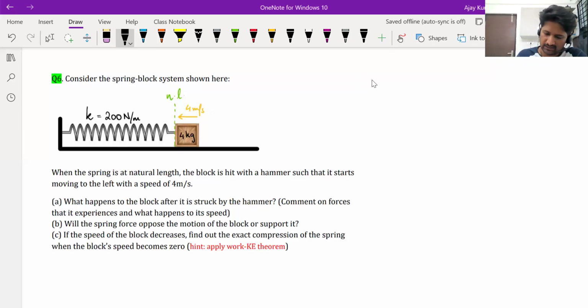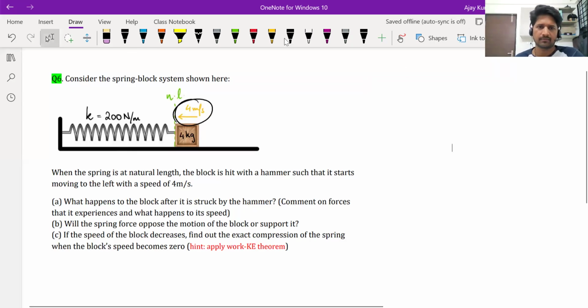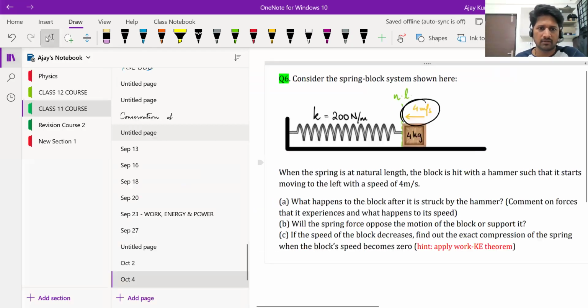Okay, it has some momentum, right? Due to this velocity, it has some momentum in the leftward direction. The force exerted by the spring will decrease that momentum first. That 4 meter per second will become 3.5, 3, 2.5, 2, so on, as the spring gets compressed more and more. Okay, so just a moment, let me draw you the diagram and show.